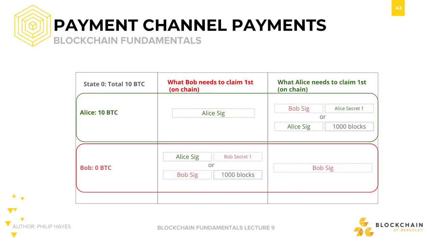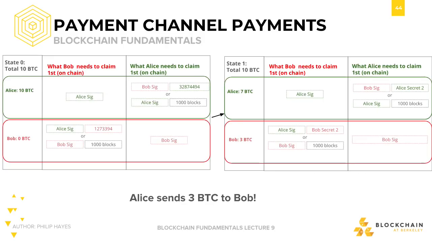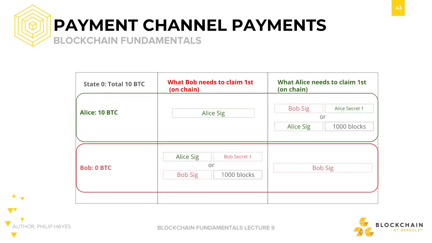This is what a payment channel might look like when you open one up. Let's say this is state 0, Alice opens up a payment channel with 10 Bitcoin in it, and Bob has 0 Bitcoin. There's a total of 10 Bitcoin locked up in liquidity in this payment channel, and this section shows what Bob needs to have so that he can claim the funds that belong to him, and this is what Alice needs to claim her amount on this payment channel.